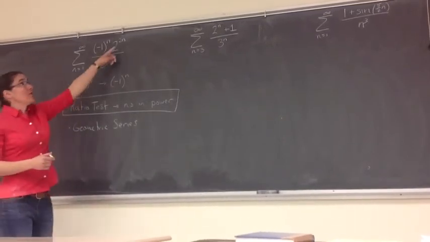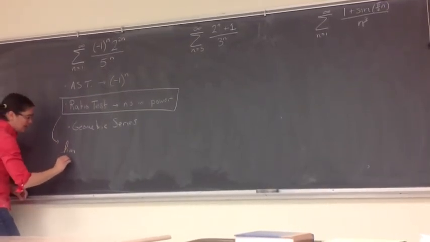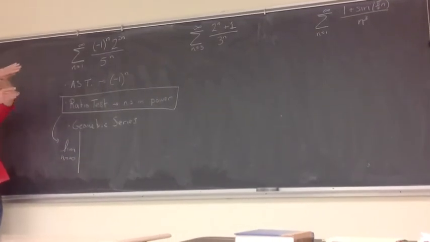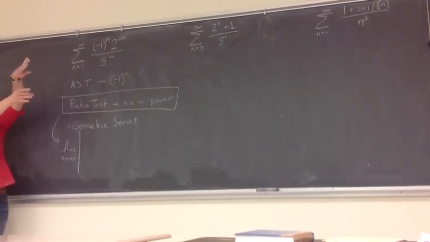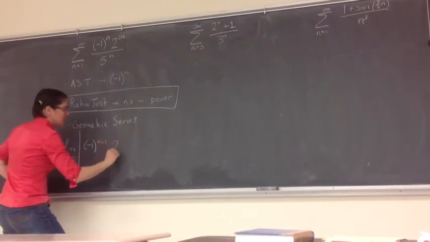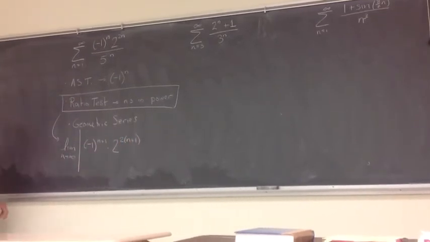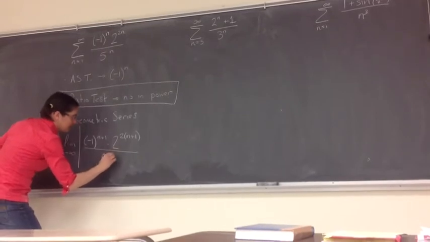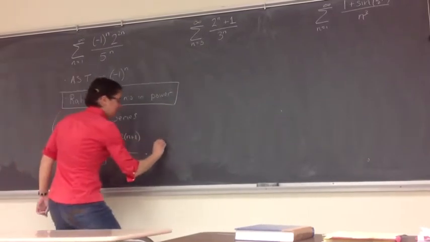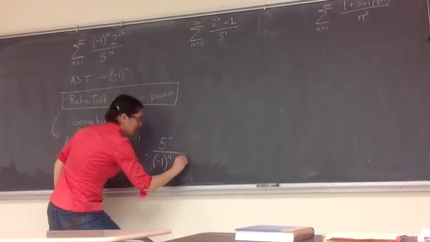All right, so one thing to think about when I'm setting up the ratio test, so I'm just going to write this down. We've got the limit as n goes to infinity of the absolute value. And I'm going to skip that first step where I write the fraction as a really, really big fraction and just do a_{n+1}, which is (-1)^(n+1) times 2 raised to the 2(n+1) over 5^(n+1). And I'm going to multiply by the reciprocal of the a_n. So times 5^n over (-1)^n times 2 raised to the 2n.